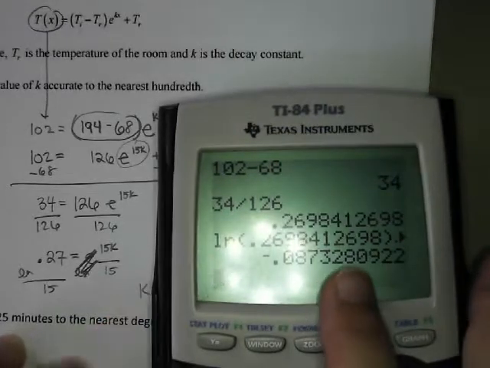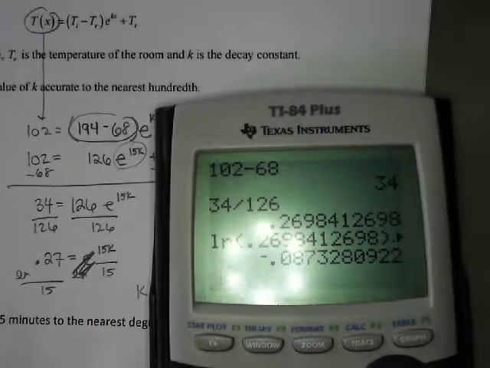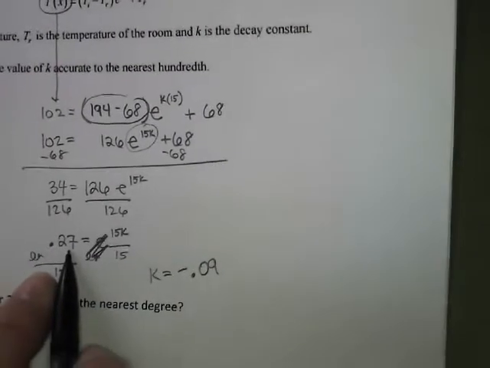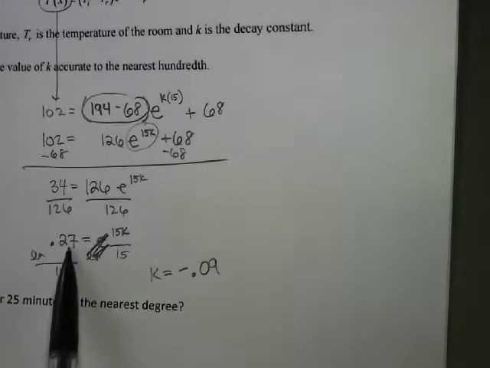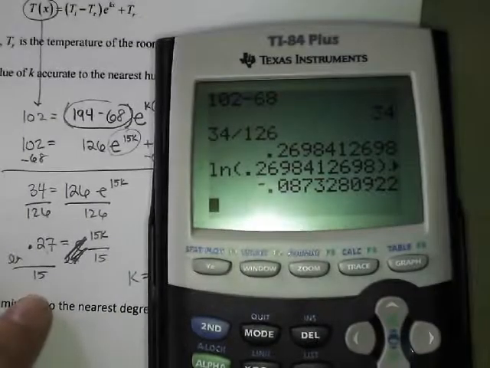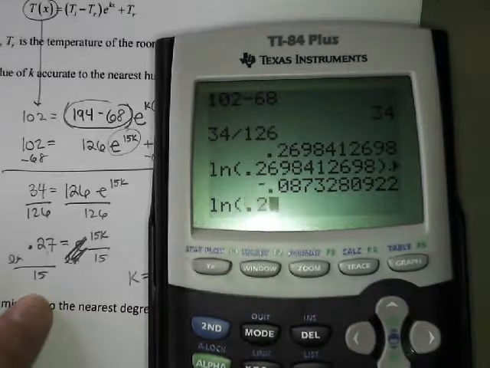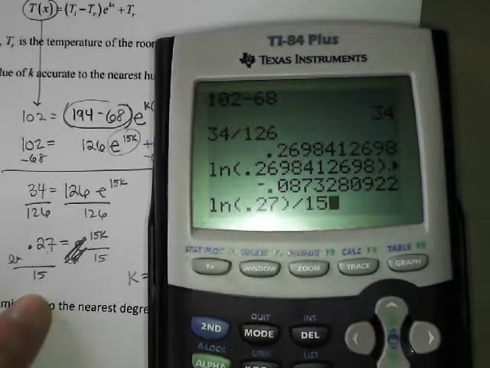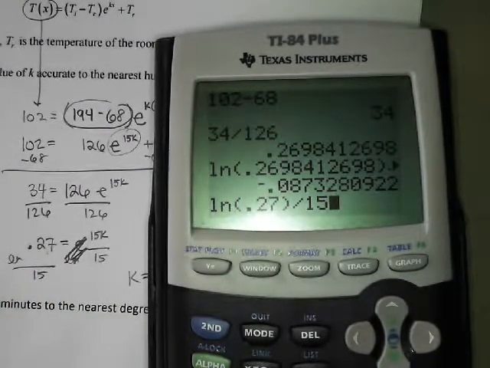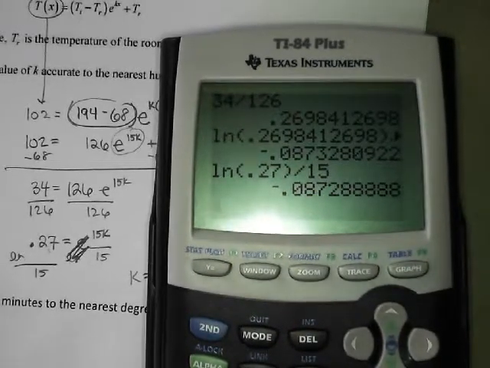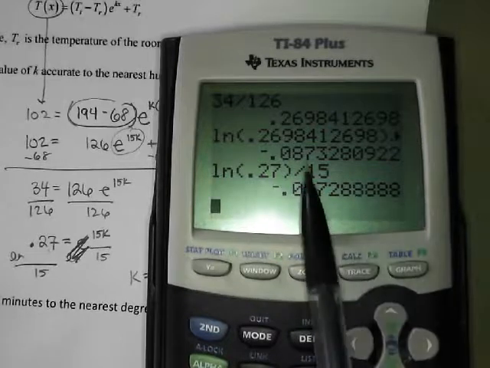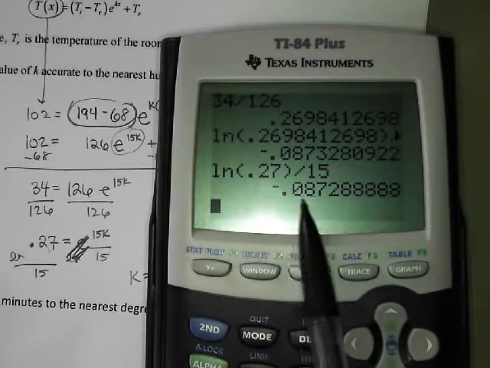So if they tell you to round mid-problem, then do it. But that does not mean that we rounded this that early. The only reason I rounded it was to write it down more efficiently. If I had done the natural log of 0.27 and divided that by 15, sometimes I'll get lucky and I'd get the same k value. And here I do. Luckily, to the nearest hundredth, they both worked out to be negative 0.09.